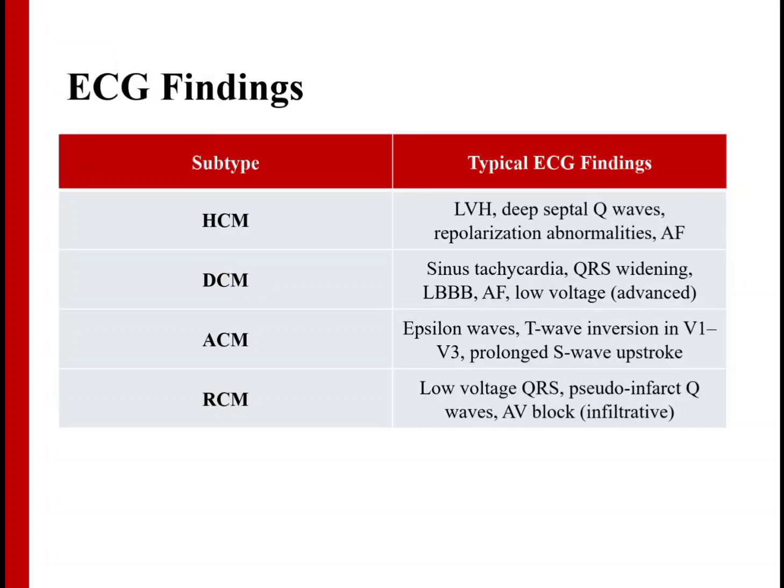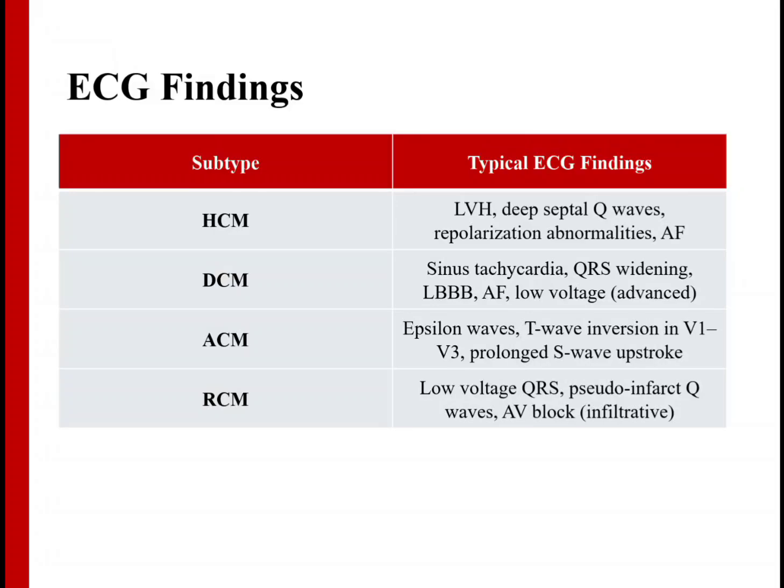Let's anchor this diagnostically. So, what ECG pattern clues us into each type? In hypertrophic cardiomyopathy, there will be something known as the left ventricular hypertrophy pattern, which is described as tall R waves in V5, V6, and deep S wave in V1. There might also be deep Q waves, also known as dagger-like Q waves in the inferolateral leads. Repolarization abnormalities might occur, like T wave inversions. Atrial fibrillation is common as well in advanced stages.